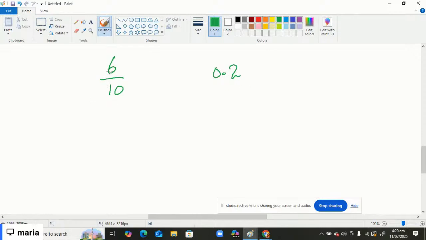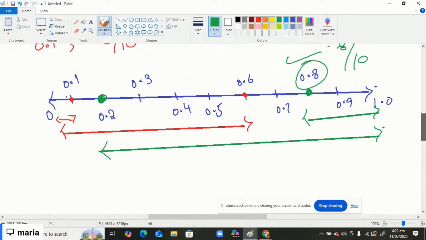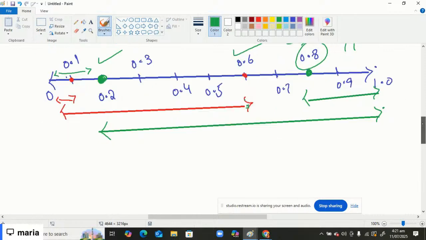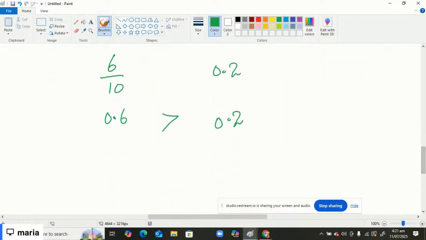When you solve this fraction, 6 by 10, the answer is 0.6. If this is 100, it means that one more zero is added. Now here is 0.2. Which one is greater? 0.6 is greater or 0.2 is greater? Obviously 0.6 is greater. Look at number 9. There is 0.2 and here is 0.6. One covers only a little bit of difference, and the other covers a lot of difference. So you can say that 0.6 is greater as compared to 0.2.